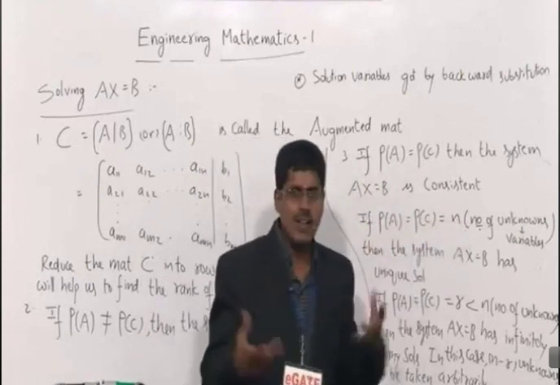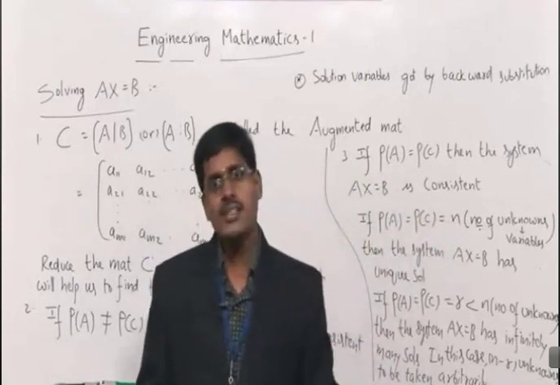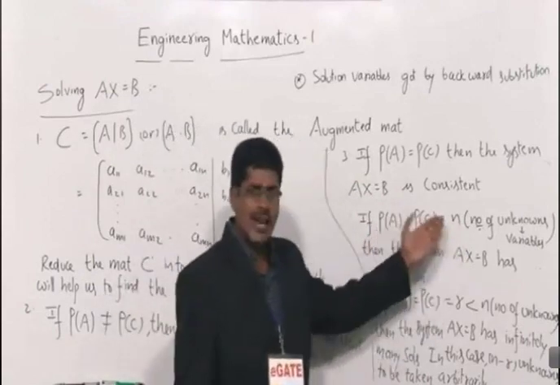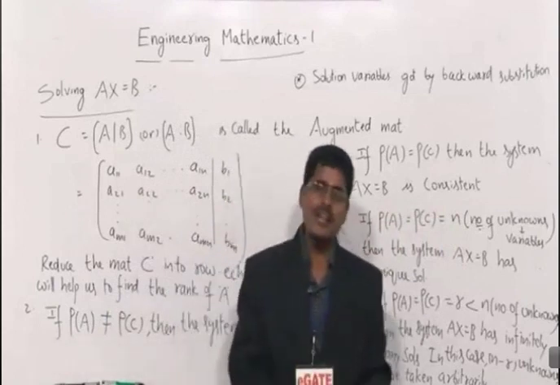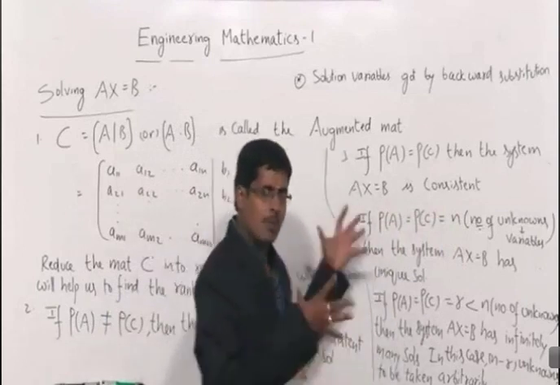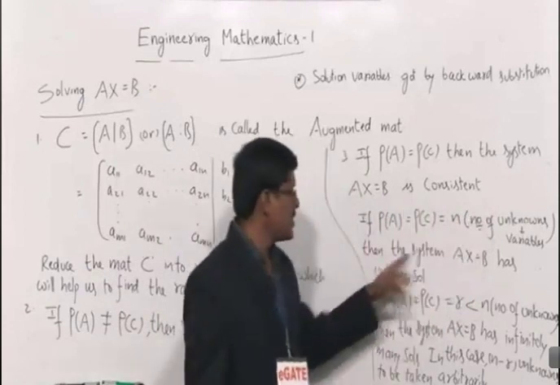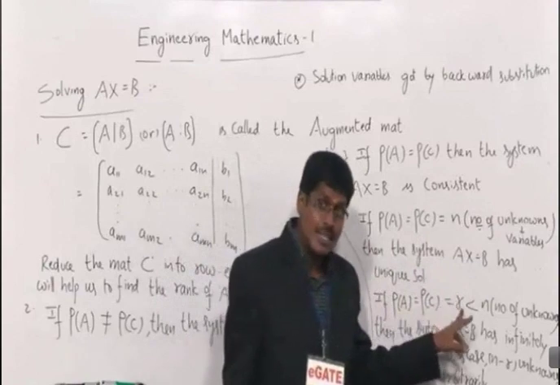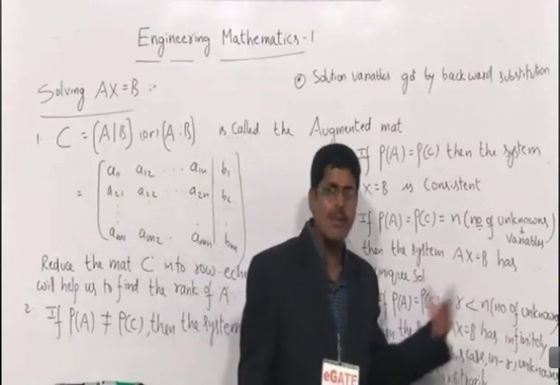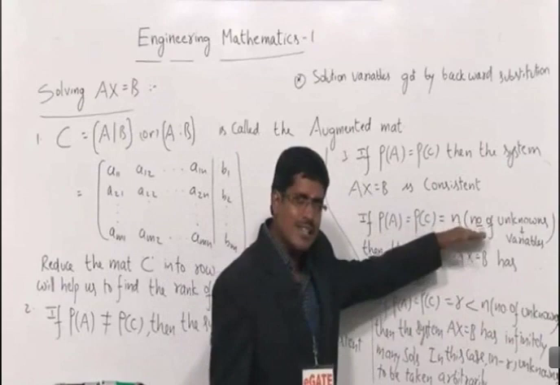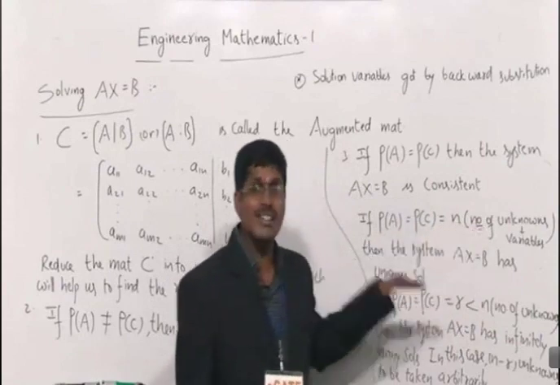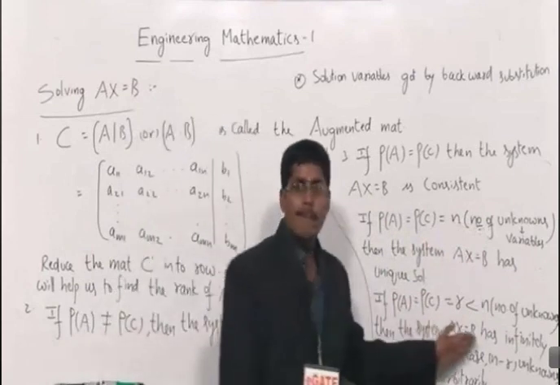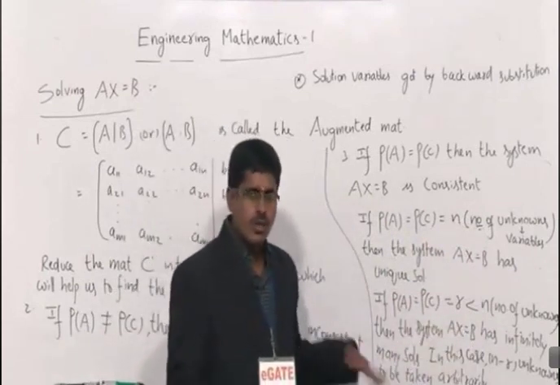If both ranks equal n, what does n stand for here? Number of unknowns. In the previous chapter, n stood for the order of the matrix. Now the number of variables is the number of unknowns. Whenever both ranks, what are both ranks? A matrix and C matrix. A is a part of the C matrix. Both ranks equal to n, the number of unknowns, then the equations have a unique solution, that is a single solution. If both ranks are equal to some number less than the number of unknowns, this point tells that both ranks equal the number of unknowns, and this point tells that both ranks are less than the number of unknowns and both ranks are equal, then the system has infinitely many solutions.